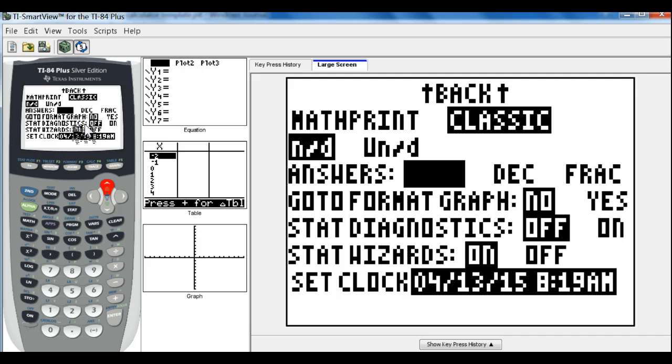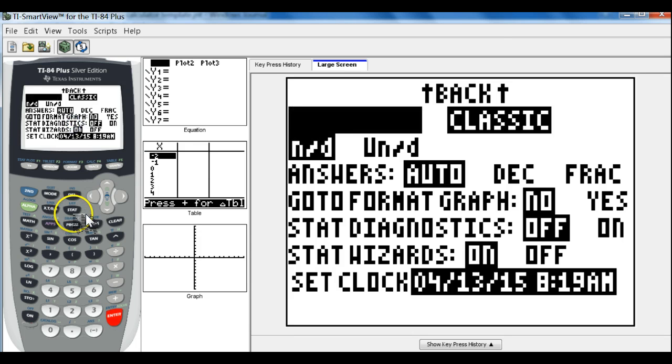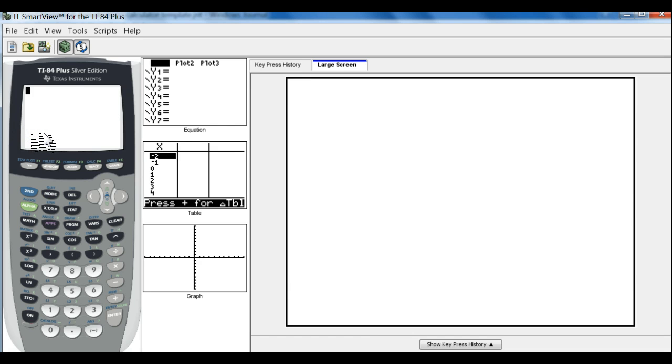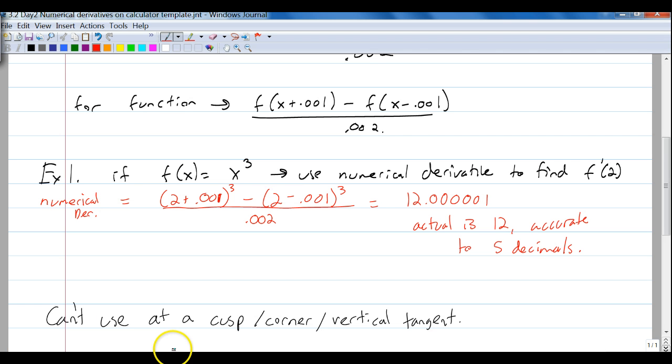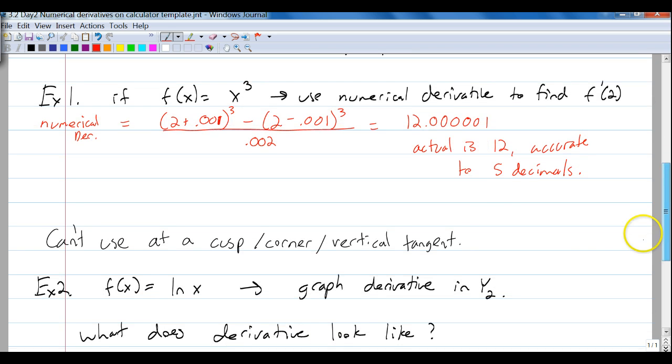Alright, so now, one thing that is important is that you cannot use this difference quotient at a corner or a cusp or a vertical tangent. We know that when y is equal to the absolute value of x, we have a V-shaped graph and there's no derivative at this point. However, the calculator doesn't really know that. What the calculator does is take a point just to the left and a point just to the right, and find the slope between those 2 points. On an absolute value graph, notice how I drew that in. It looks like a horizontal line, so it would probably estimate it at 0.